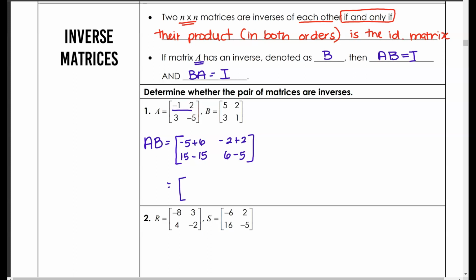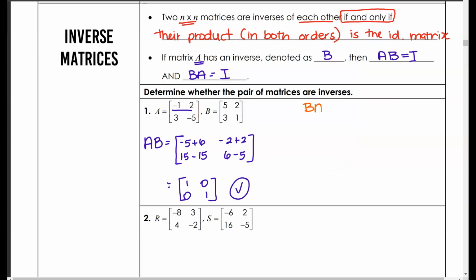So notice how when we sum this up, negative 5 plus 6, that gives me 1. Negative 2 plus 2, that's a 0. 15 minus 15, 0. And 6 minus 5 is 1. So that, in fact, equaled the identity. Okay, but it's not enough. We now need to check the other order. So we need to check both orders.